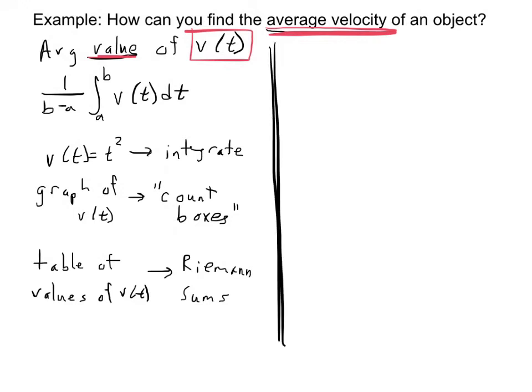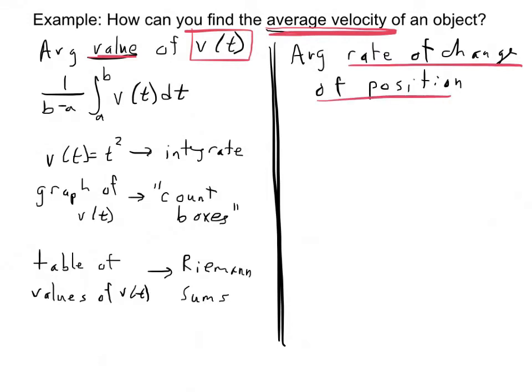I would say yes. One other way to find the average velocity of an object is you could also find the average rate of change of the position function. That may sound a little bit crazy, but think about it for a minute. Think about what velocity is. By definition, velocity is the rate of change of position. So if someone were to ask you for the average velocity, you could just as easily find the average rate of change of the position function.